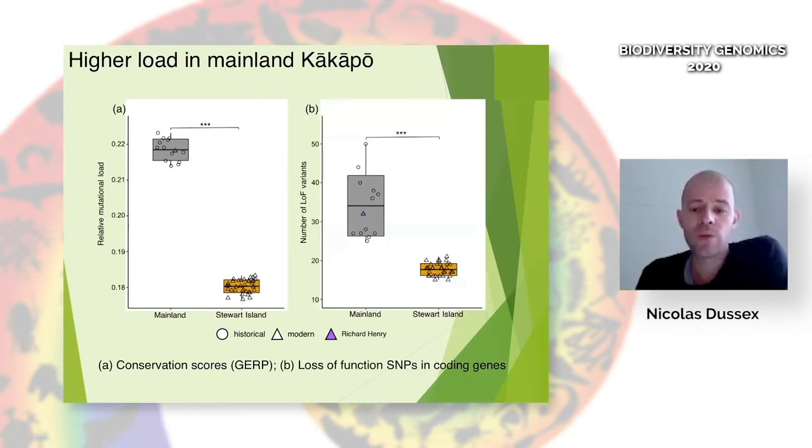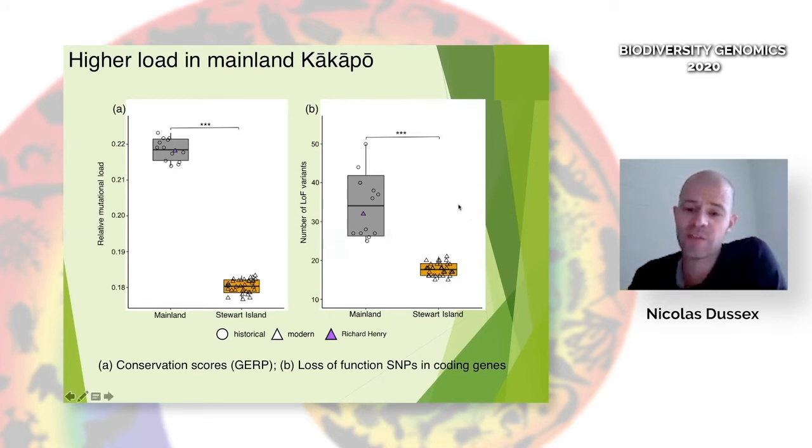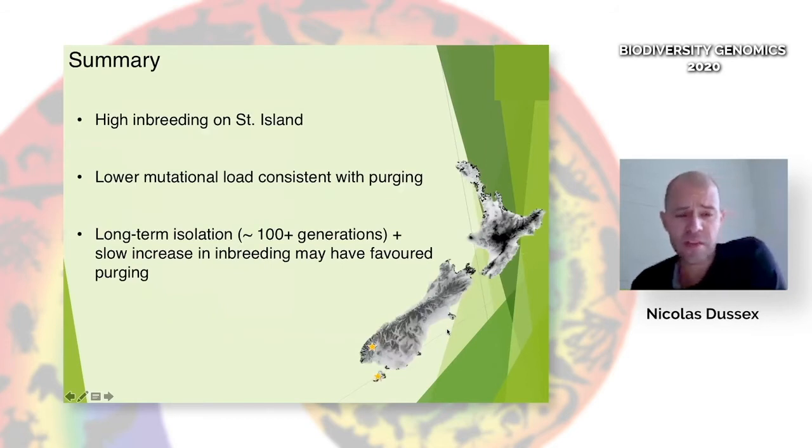The second approach we used was based on 16,000 coding genes. Here we were looking at SNPs that were leading to premature stop codons, leading to breakdown in gene expression. And again, we found the same significant difference between mainland and Stewart Island birds. So taken together, our results show that inbreeding is higher on Stewart Island, and that the mutation load is actually much lower on Stewart Island, which is consistent with purging.